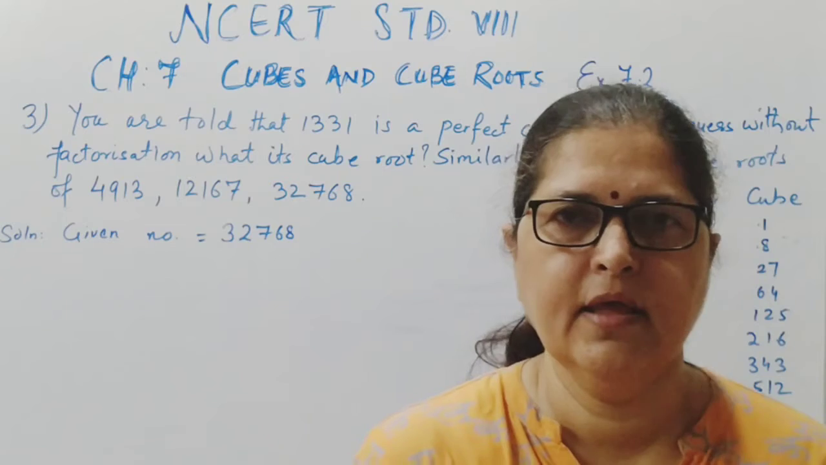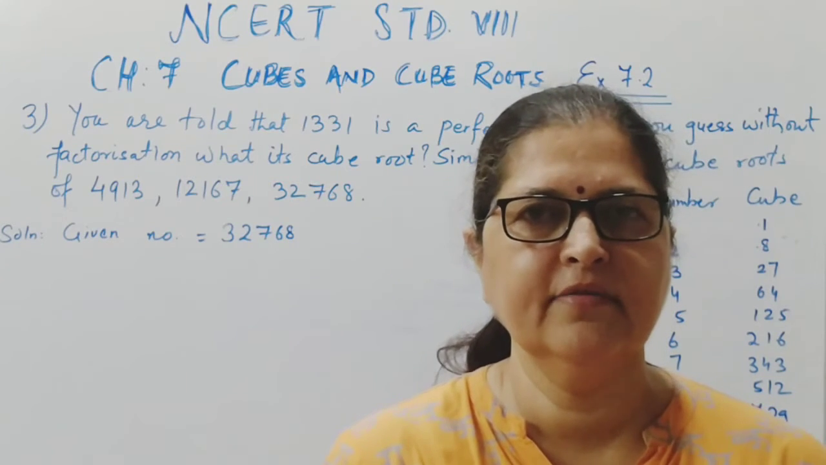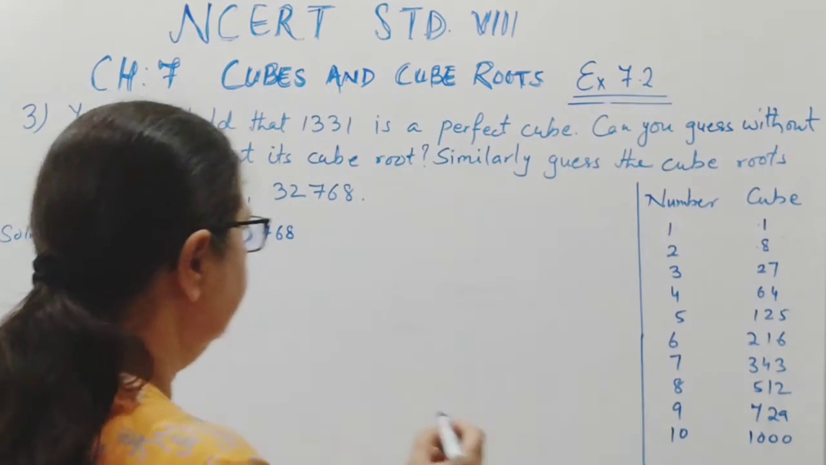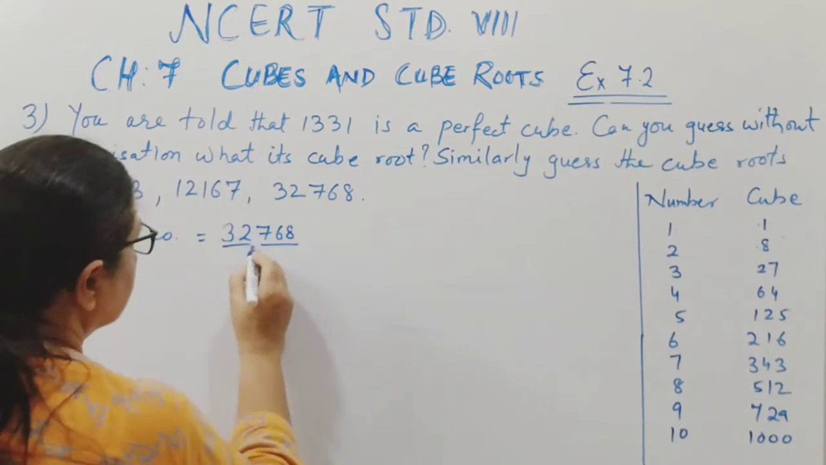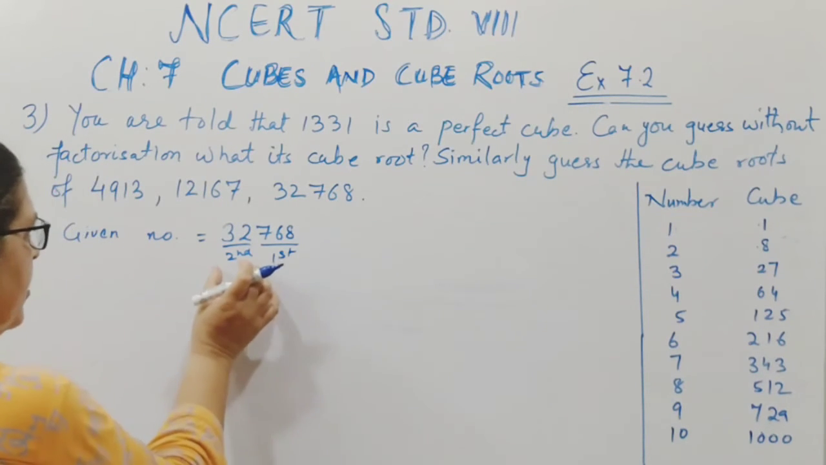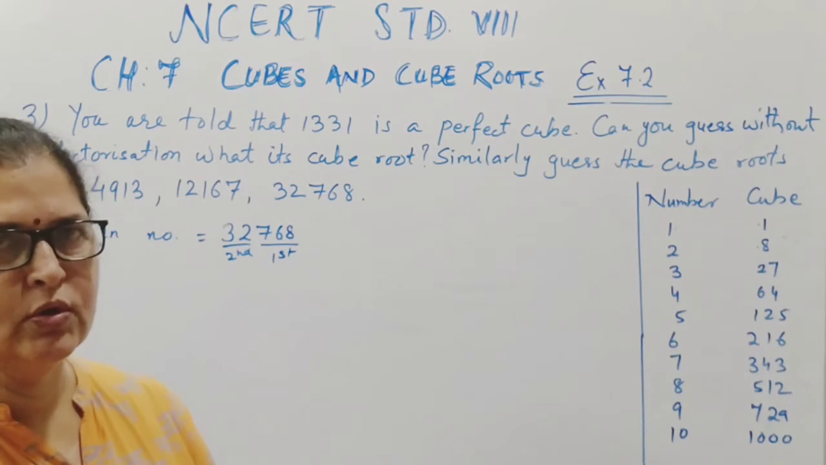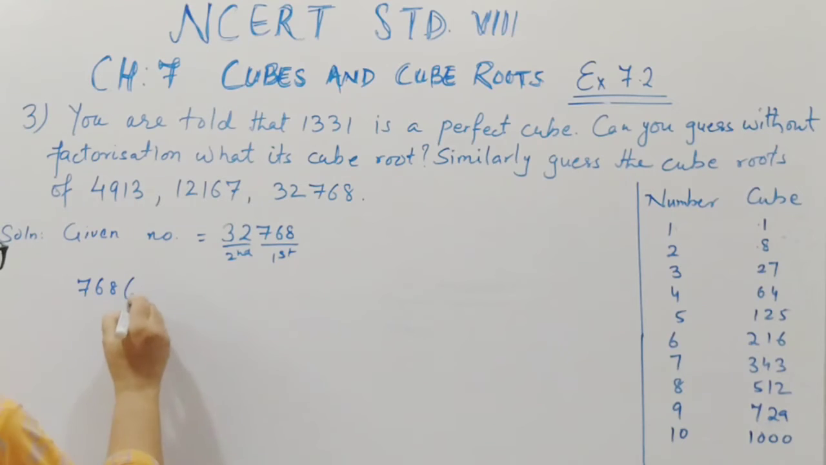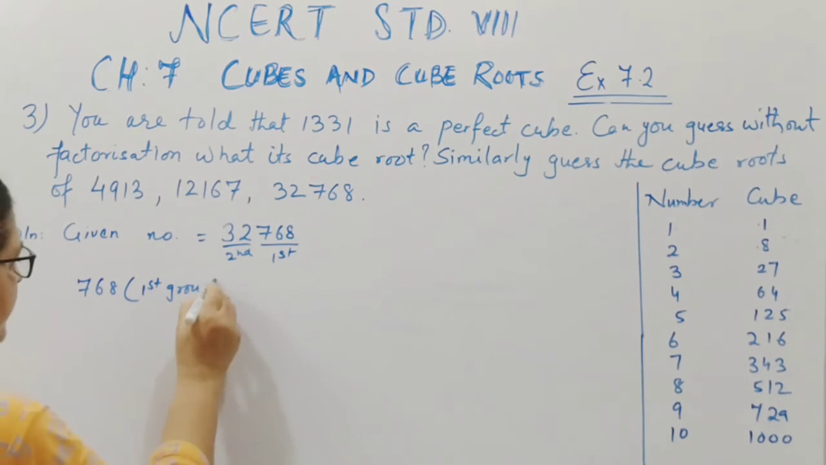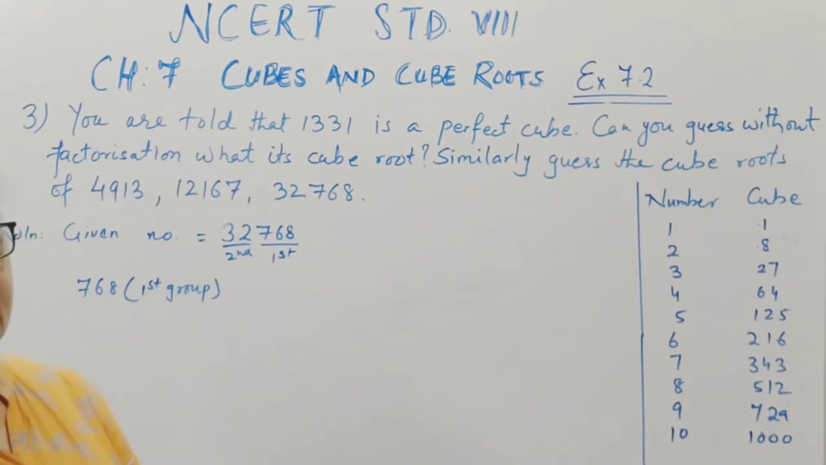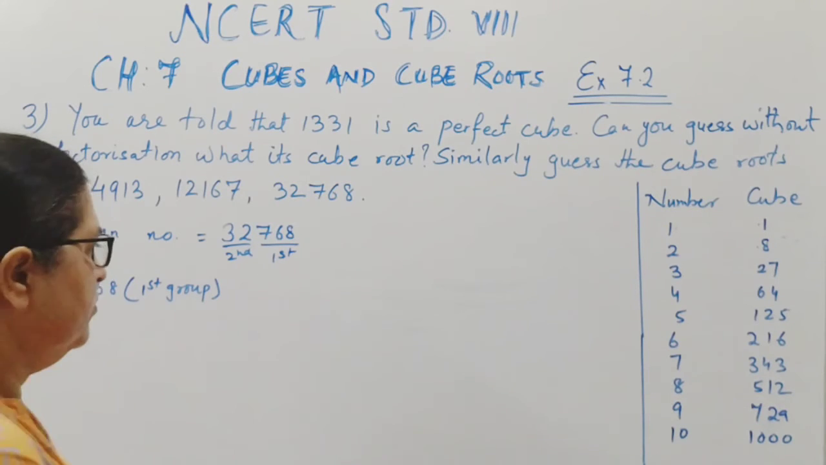Now the last number is 32,768. We will start making groups of threes from ones place. This is first group and second group has only 2 digits. Now we will take 768. Since this number has 2 groups, so it has only 2 digits in its cube root.